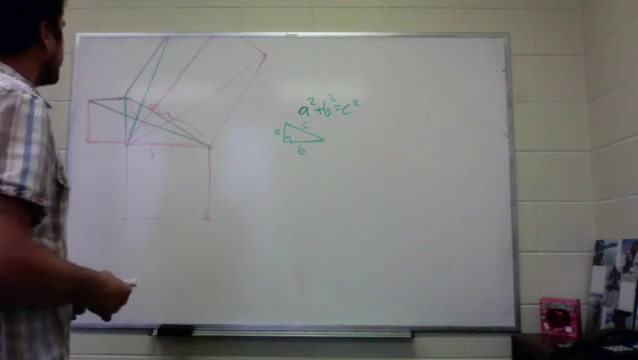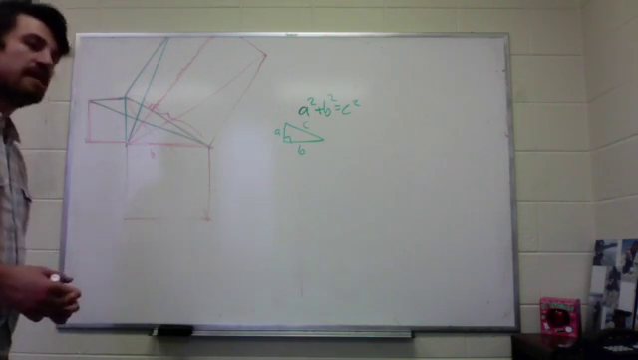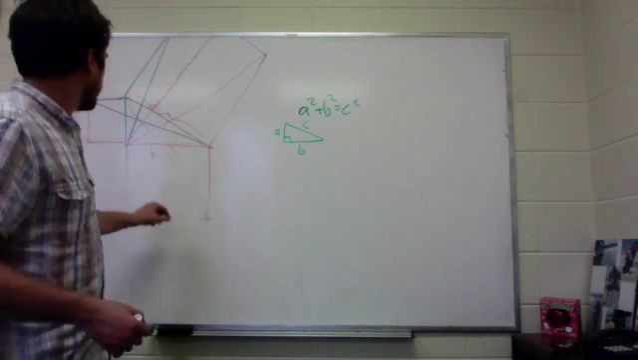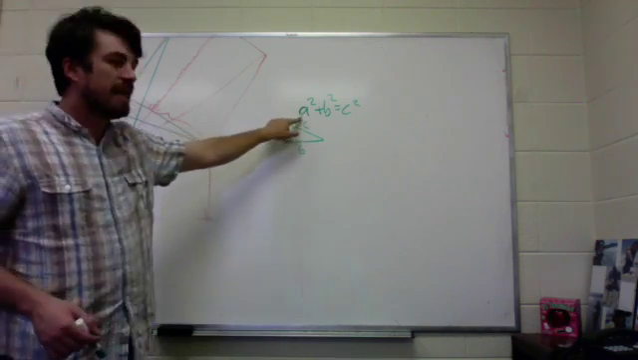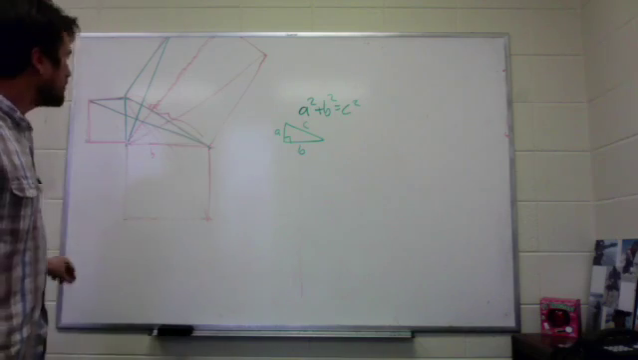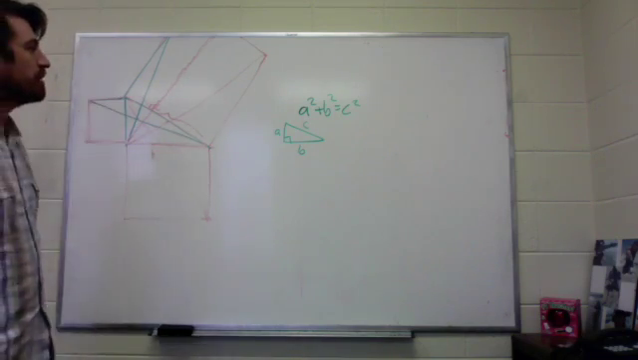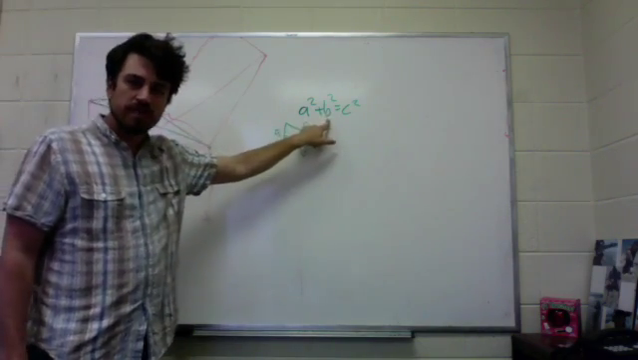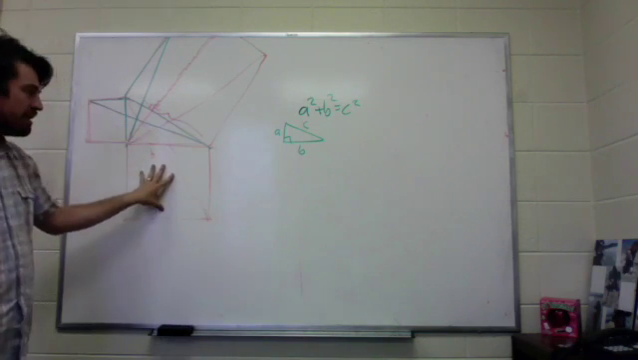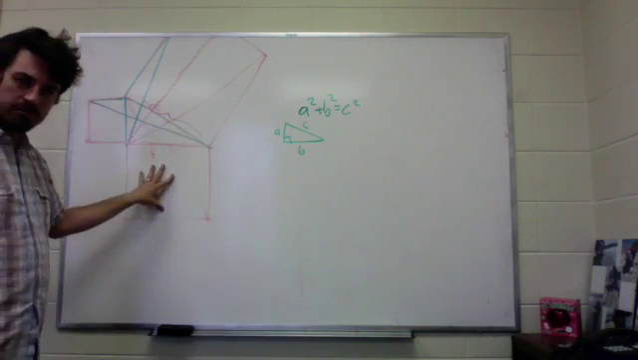But here's the point. The way they proved these things is visually. If you think about it, if this is my short side, what does a squared represent? It represents the area of this square. What does b squared represent? It represents the area of the square down here on the bottom side.